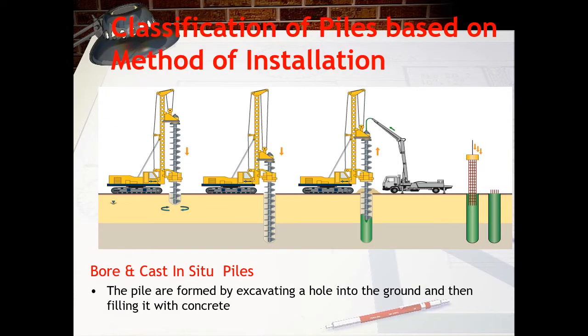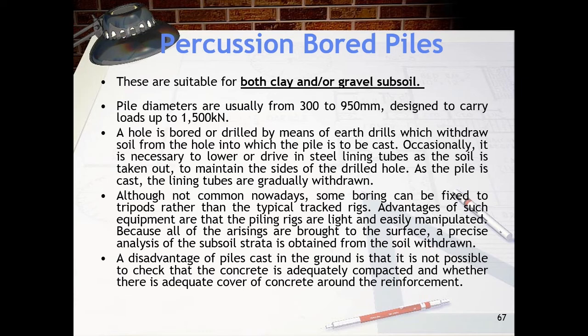The third classification of piles based on method of installation is bored and cast in situ piles. The piles are formed by excavating a hole into the ground and then filling it with concrete. Jadi dia lain daripada driven and cast in situ piles. Sebab kalau driven, kita akan drive lah using the percussion ataupun hammer ataupun vibration untuk drive the casing pile tu masuk ke dalam. But kalau bored piles, kita akan excavate dulu, keluarkan tanah, and then baru kita akan form a pile into the ground. For this type of pile, we have the percussion bored pile. These are suitable for both clay or gravel subsoil.